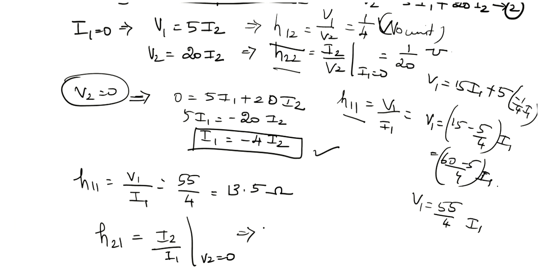What is I2 by I1? From this, I2 divided by I1 will be equal to minus 1 by 4. Correct, minus 1 by 4. And this has no unit because it is the ratio of currents, that is current gain. So finally you are getting all the 4 answers.